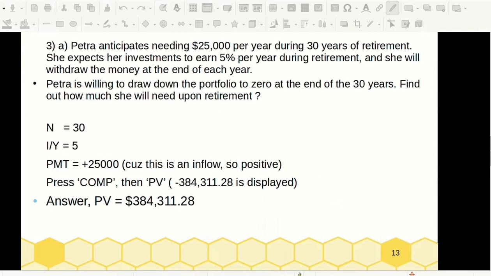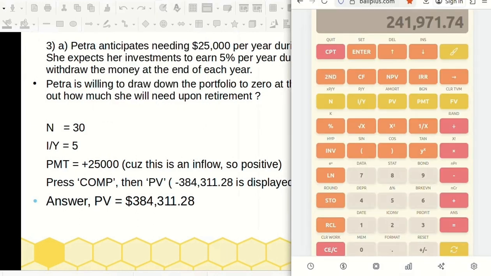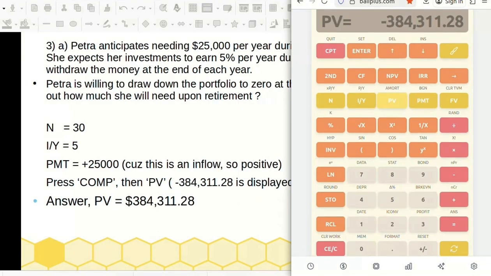So to find out, enter the following details in the calculator. The entire sum can be done in the usual default end mode, because this is a case of an ordinary annuity. So 30 is your N, 5 is your I/Y, 25,000 is your periodic payment. This is a cash inflow. Therefore, it's a positive number. So now compute the present value. So we got it. So it's $384,311.28.